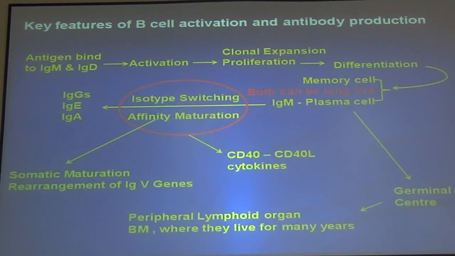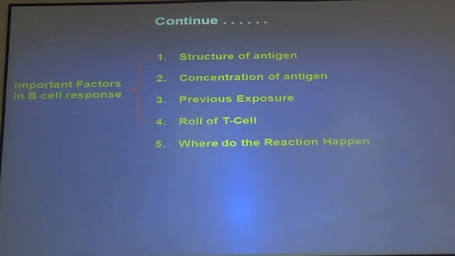And also they make germinal center, and finally they make the memory cells which go to the bone marrow and peripheral blood. Yeah, I'll get it. Go little by little.